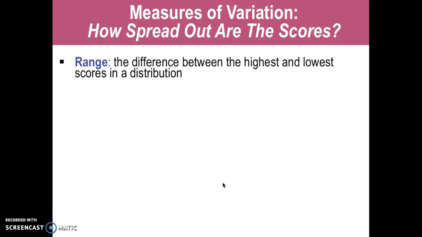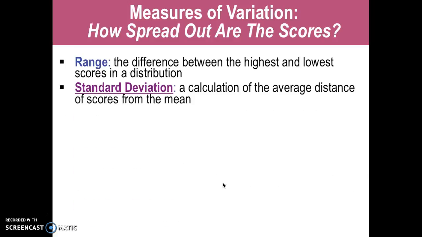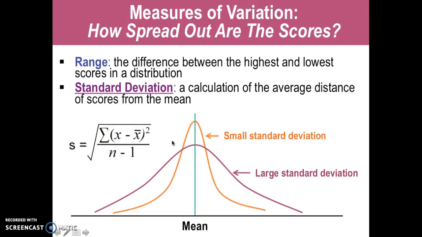So we use range. This is the difference between the highest and the lowest score in your data set. We also have standard deviation, which is a calculation of the average distance of scores from the mean. Now, that is the formula for standard deviation. You can watch this wonderful video. I'm going to post it on the Google Classroom.